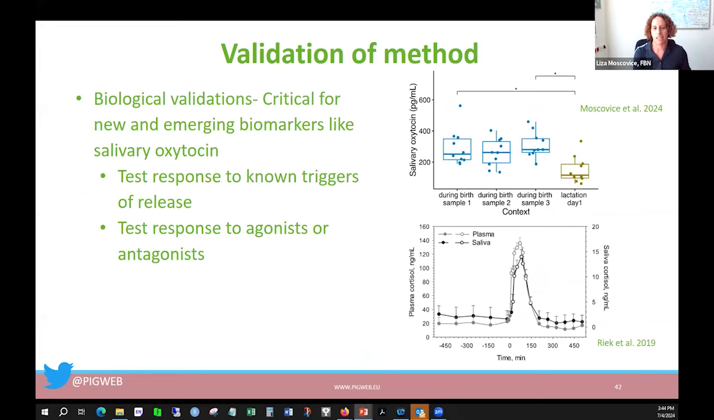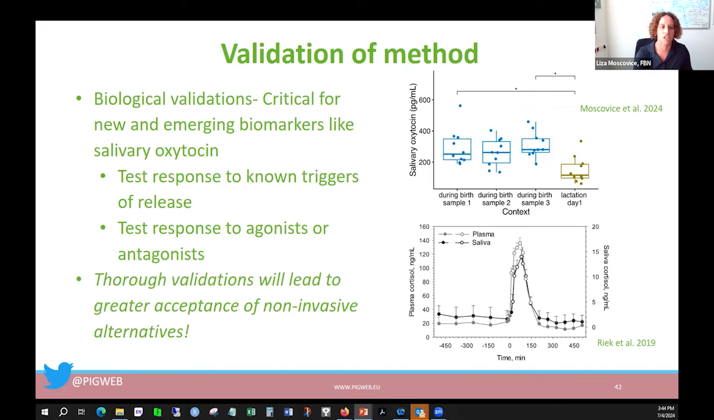And we need more biological validations. They're critical for establishing that salivary oxytocin is a reliable marker. So we should do more tests of salivary oxytocin changes in response to known triggers of release. We need more work with agonists and antagonists of oxytocin, like we have with cortisol with the ACTH challenge. These biological validations are going to lead to greater acceptance of non-invasive alternatives.